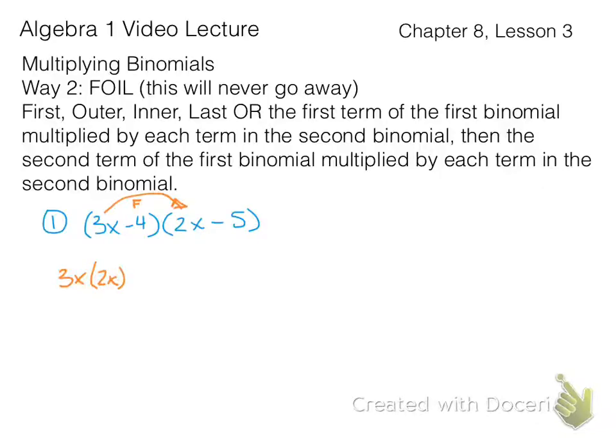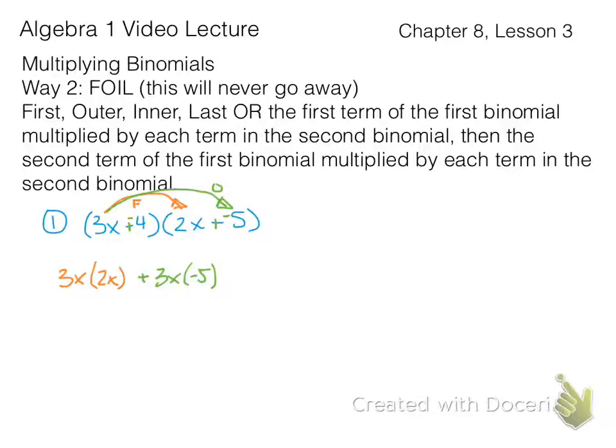FOIL, which is F, which is the first, so the first two terms in the binomials get multiplied together. Then we're going to do the outer, so the outer terms in the binomial. So that would be the 3x times the negative 5, and it's negative 5 because I add the opposite, because it was originally subtract 5, right? Subtract 5, but then I added the opposite, right? And that's going to give me 3x times negative 5. And then I'm going to do the inner ones, the ones in the middle.